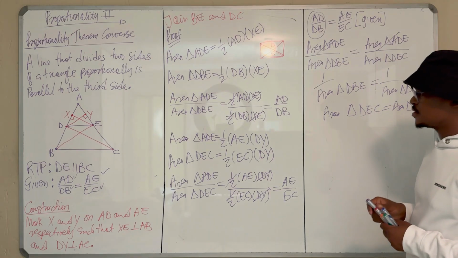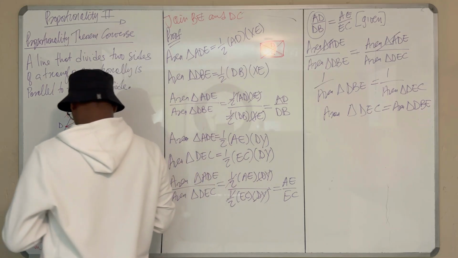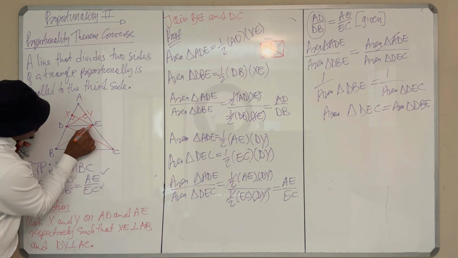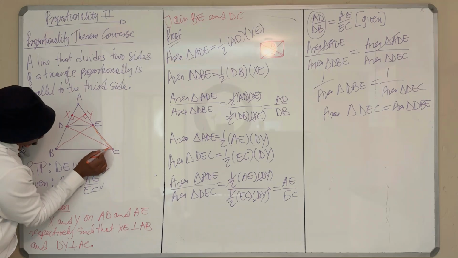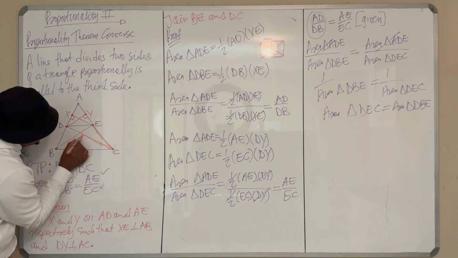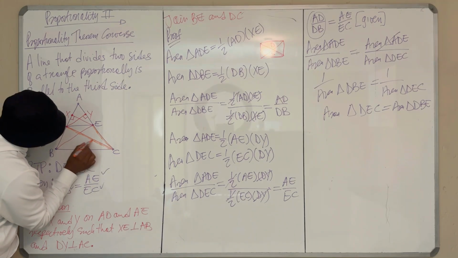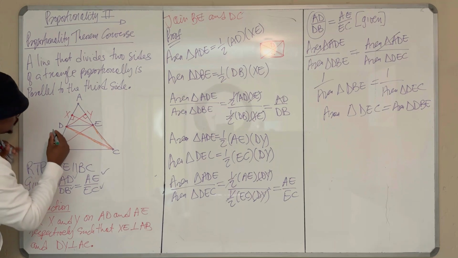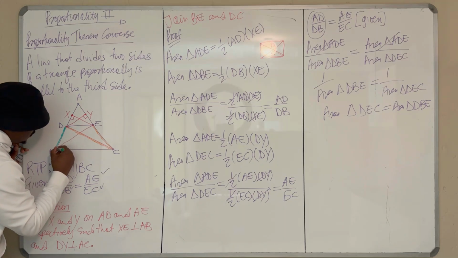Where are these triangles? DEC is this triangle over here. You can see the orange triangle. I'm trying to make it orange. That is DEC. And then DBE is the green triangle. I'll make it green. Here's the green triangle.